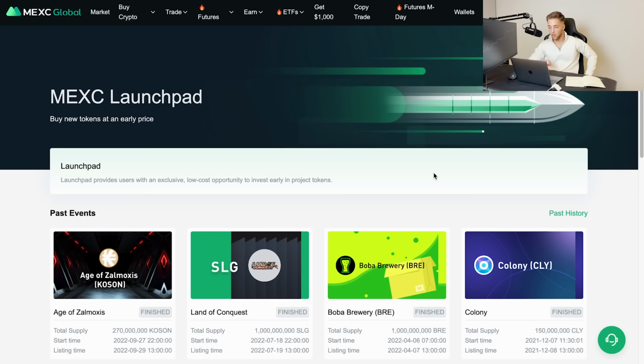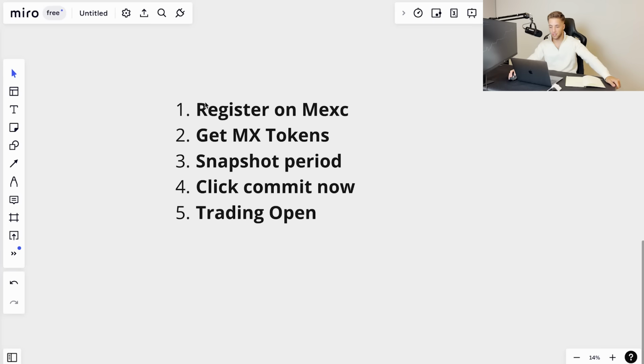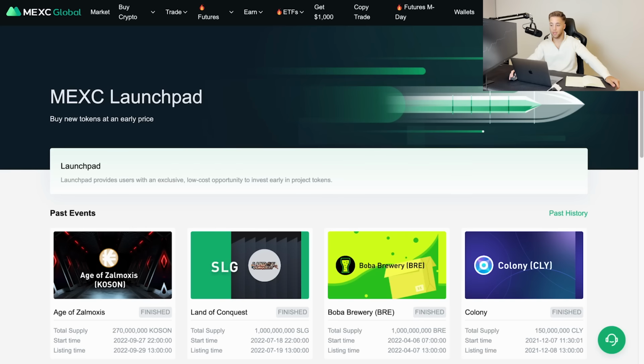So the first thing that you have to do to take part in the MEXC Launchpad is, of course, register on MEXC. So you can see, first thing, register on MEXC.